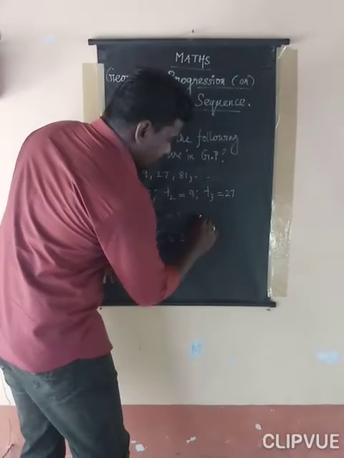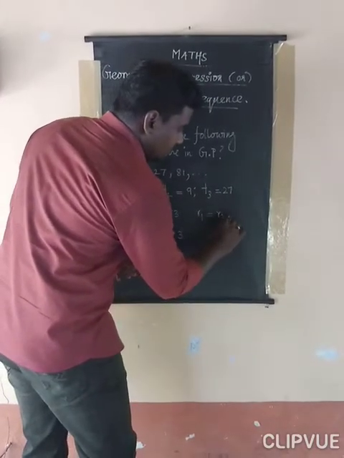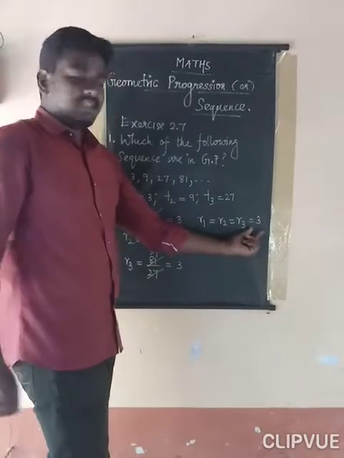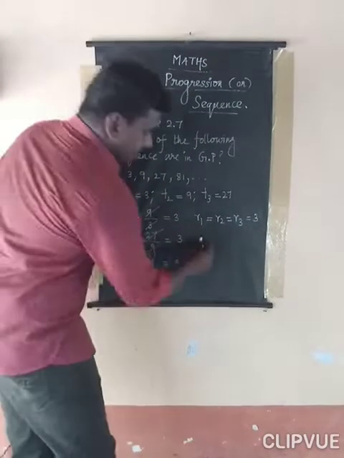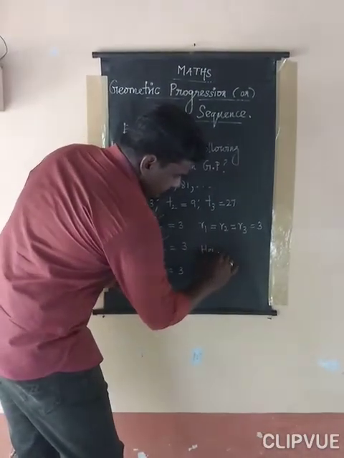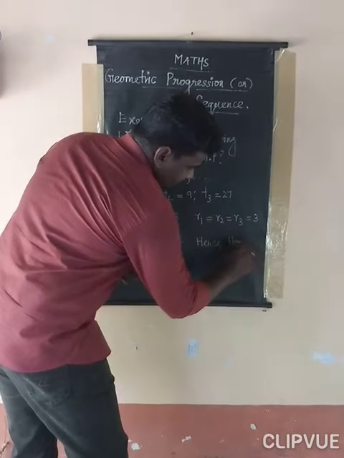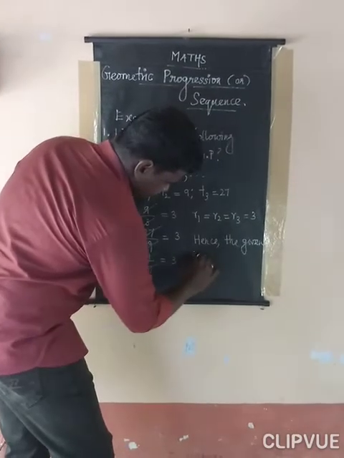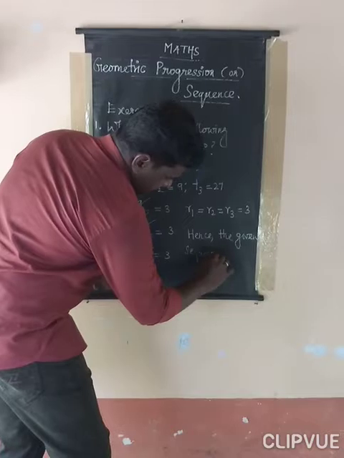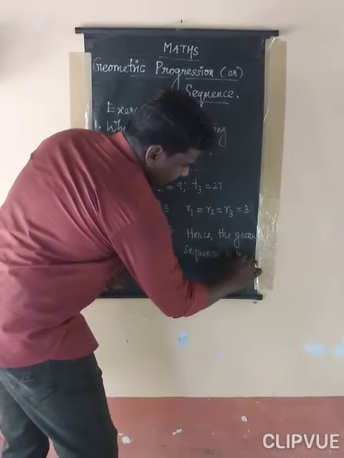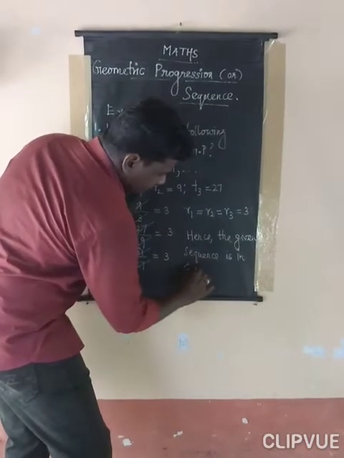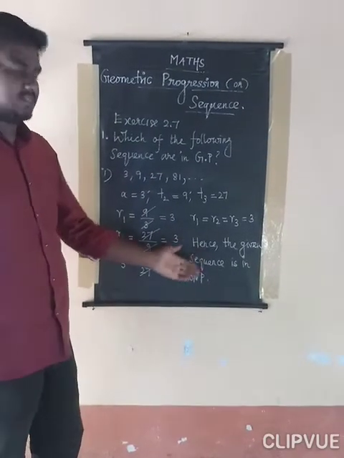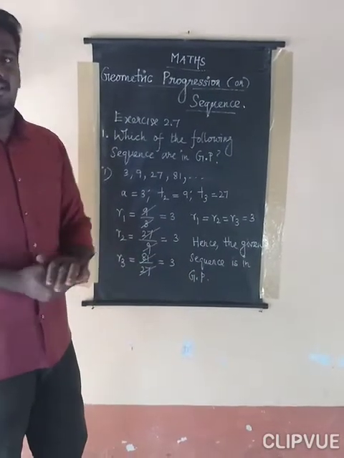So how to write it? R1 is equal to R2 is equal to R3 is equal to 3. This 3 is the common ratio. Hence, the given sequence is in GP. What is meant by GP? Geometric progression or sequence. Geometric sequence, you can also write it.